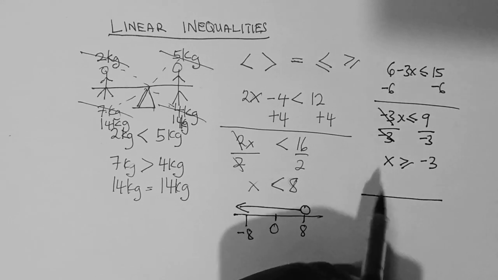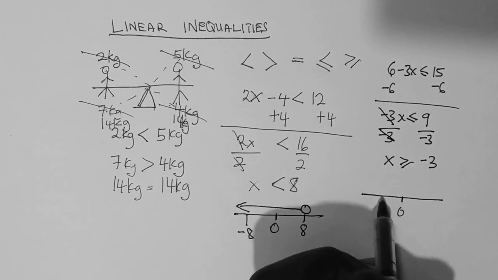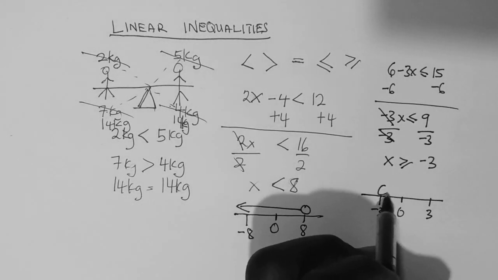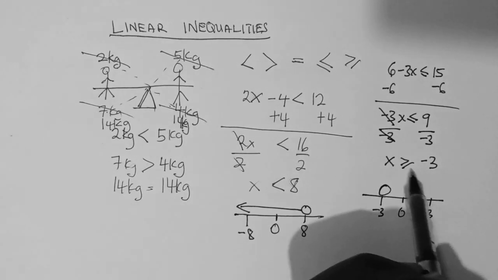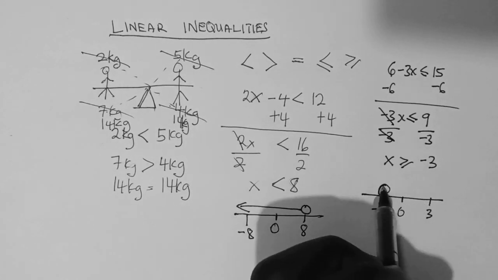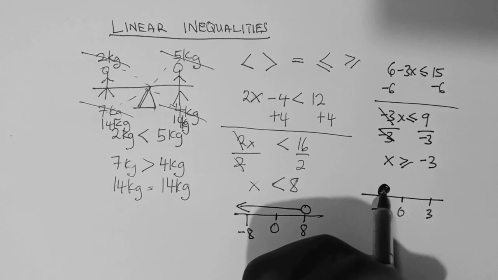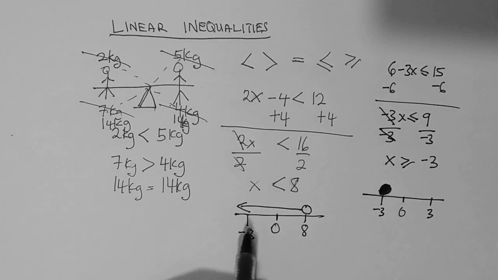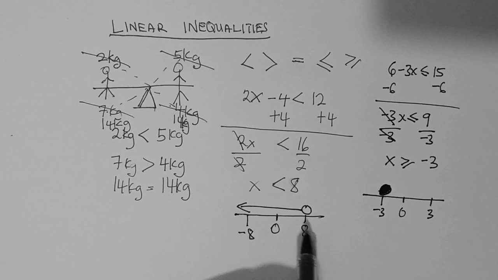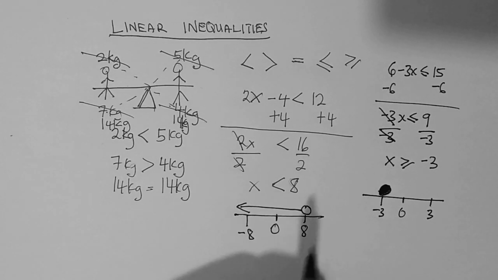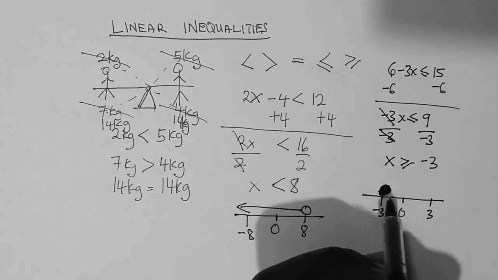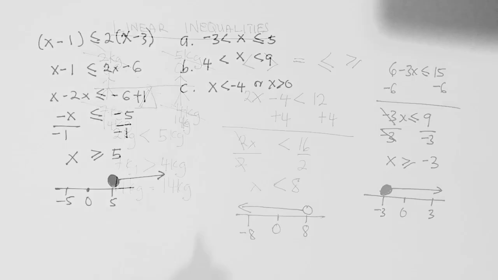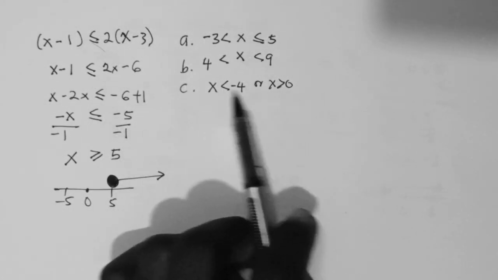So let's represent this on a number line. Here is 0. This is minus 3, and this is 3. So it is greater than or equal to. If you see greater than or equal to or less than or equal to, then you need to paint this place dark. You need to use a dark spot. But if it is just less than or greater than, then you need to use an empty circle. So in this case, this is minus 3, but the value is greater than minus 3 at these values.